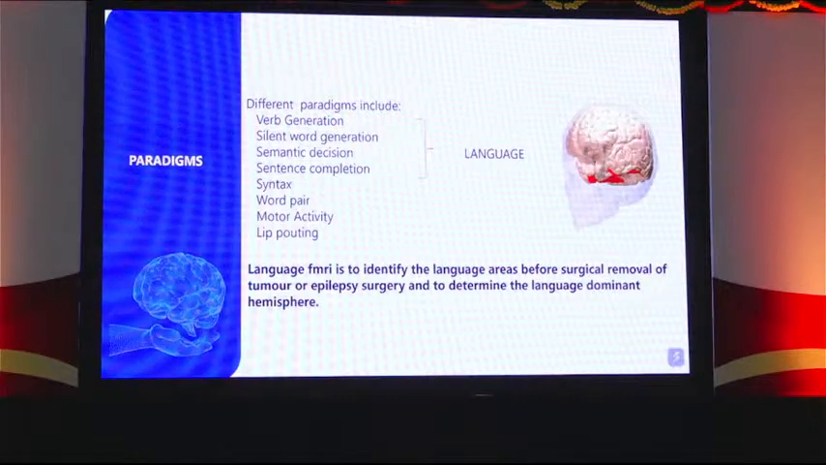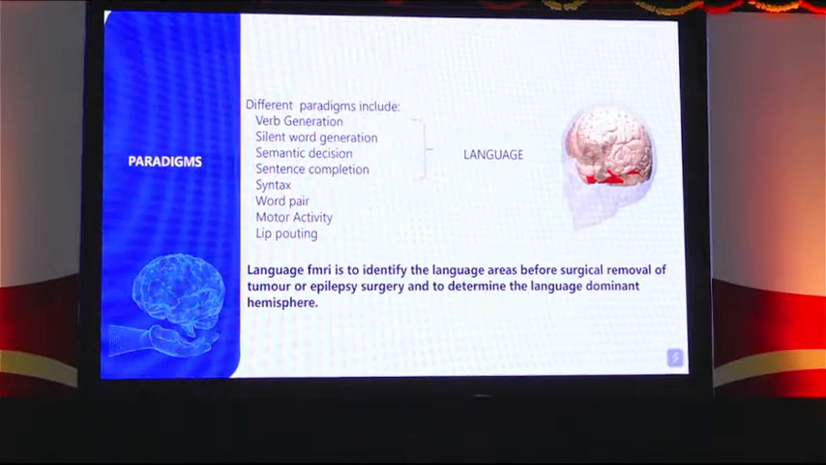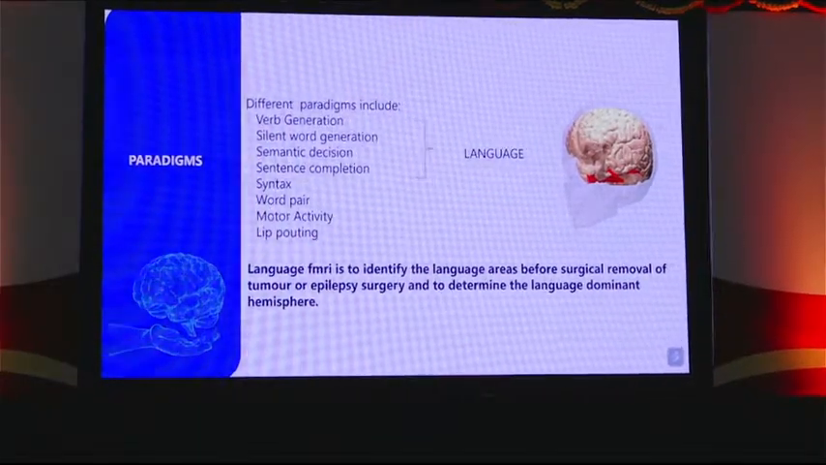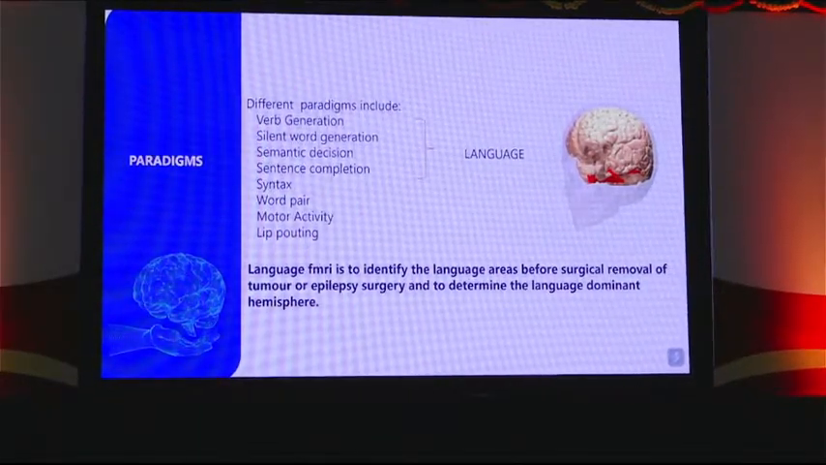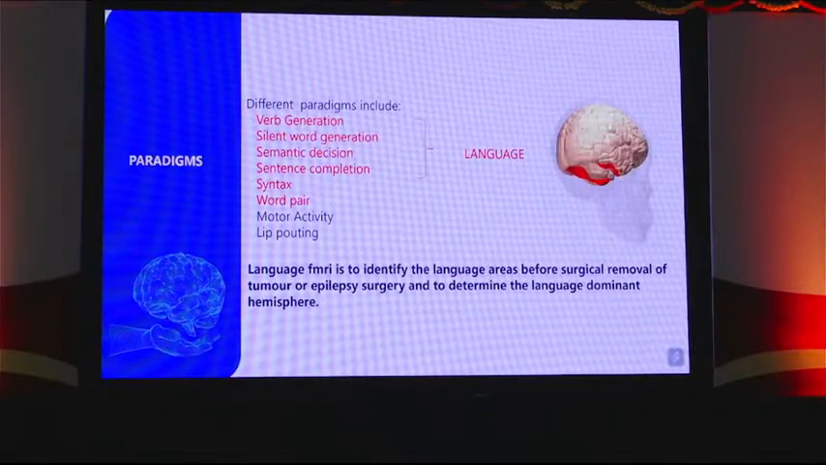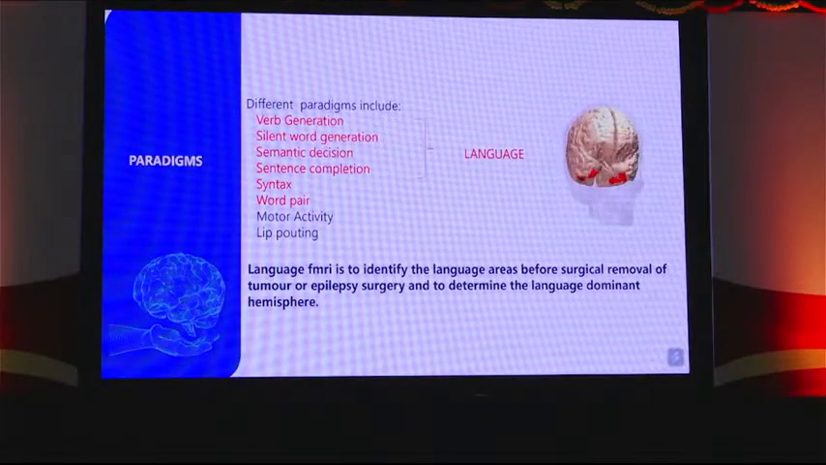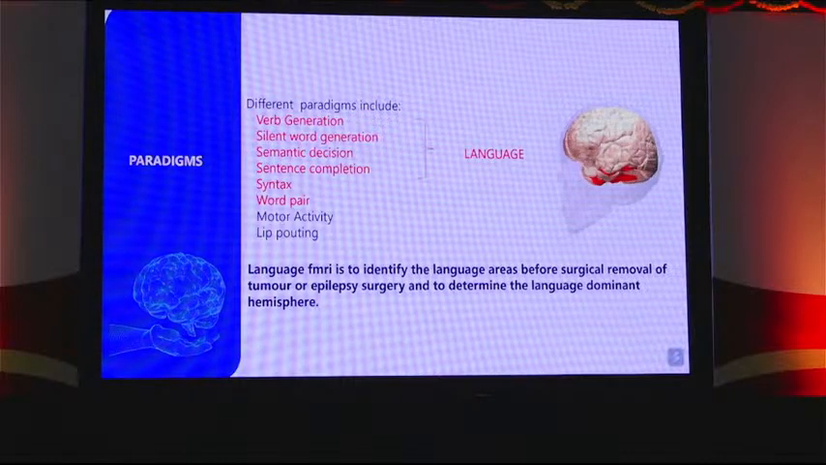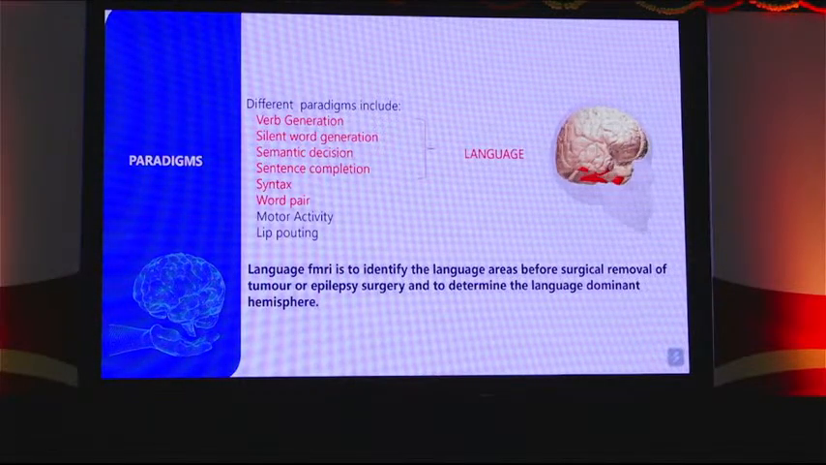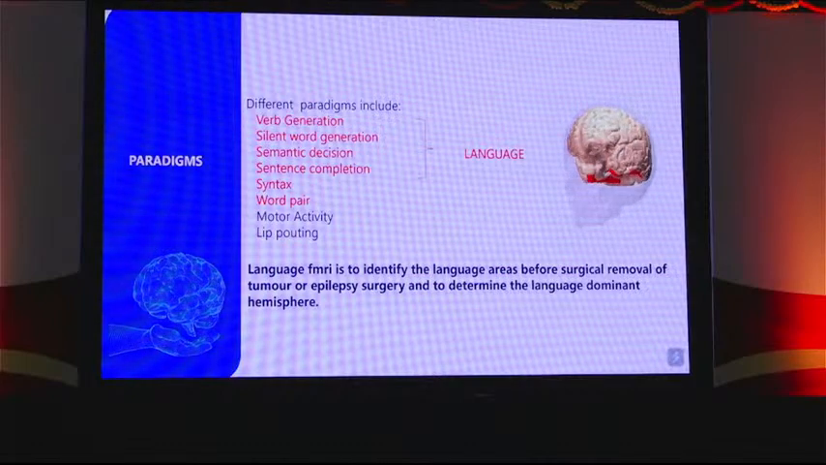Language paradigms include verb generation, silent word generation, semantic decision, sentence completion, syntax, word pair, motor activity, and reporting. Now, the first five or six are called the language paradigms because they are used to elicit the language areas of the brain. Language areas of the brain include Broca's area, Wernicke's area, Brodmann's areas, and some other areas. These areas are also called the cognitive areas of the brain.